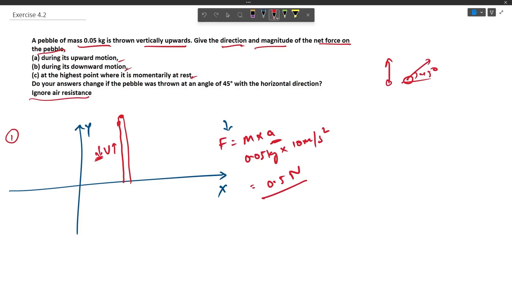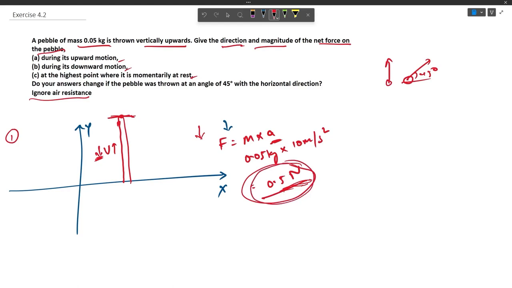So when it is moving upward, this force is acting, which is leading to the deceleration of the body. And when it is at the topmost position, momentarily at rest, this force is still acting. And when it is moving downward, this force results in the increase in velocity with time, because the velocity is in the same direction as that of the acceleration. So in all the cases, in the first case there is a force of 0.5 Newton acting on the pebble.